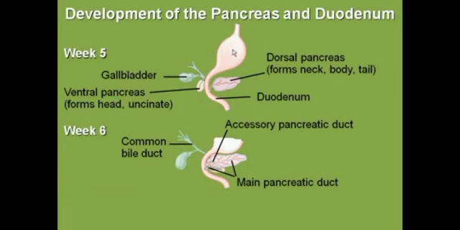Here from the notes we have the image of a gut tube. There's the stomach, here's the duodenum. So this right here is the second part of the duodenum. This is what we've already talked about. That's the hepatic diverticulum. There's the gallbladder. The liver would be developing up here. And then we had these two pancreatic diverticula, a ventral one and a dorsal one.